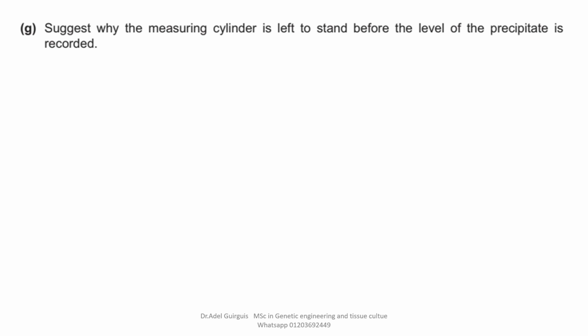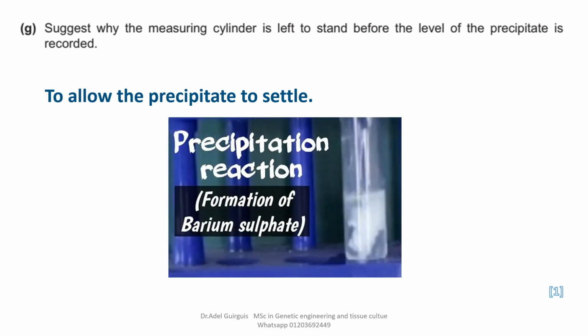Before recording the data, we have to leave the measuring cylinder for 15 minutes. Why 15 minutes? To allow the precipitate to settle down at the bottom of the measuring cylinder. Look, this irregular precipitate, we have to wait for about 15 minutes like in this exam. Why? To allow all the white precipitate to settle down at the bottom.